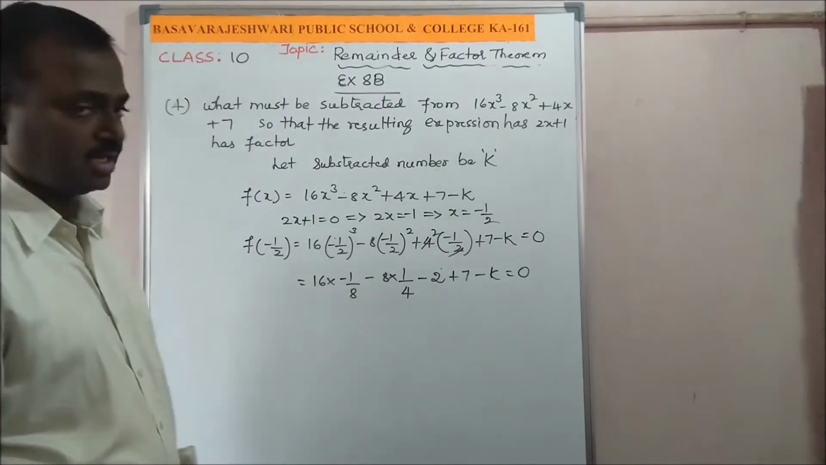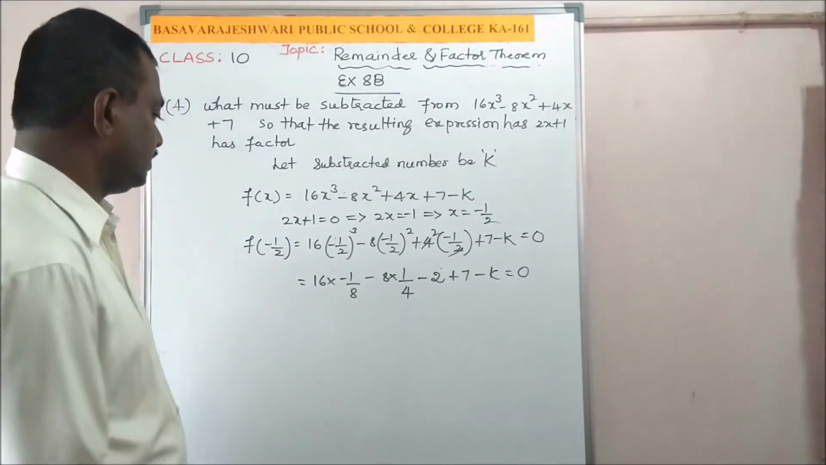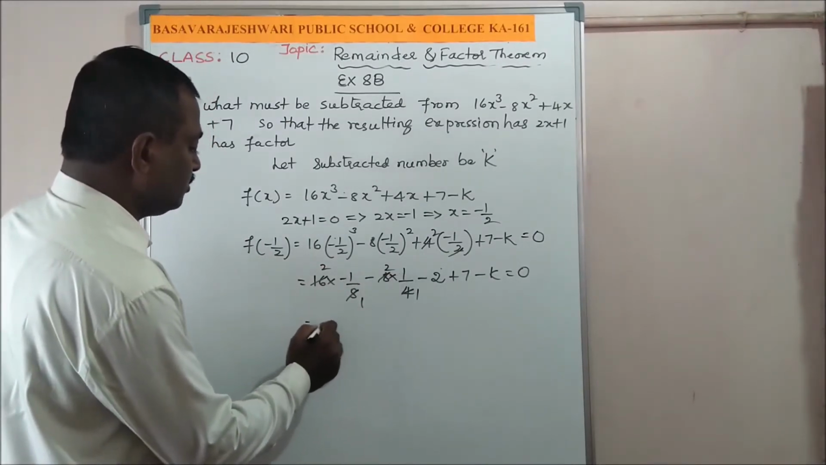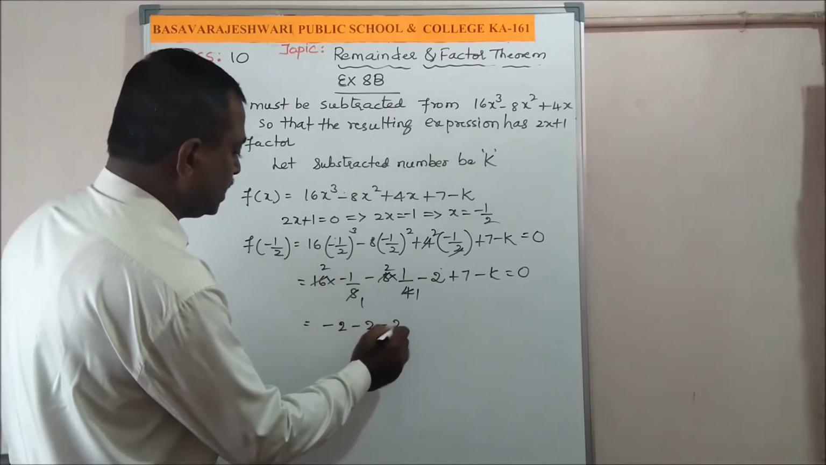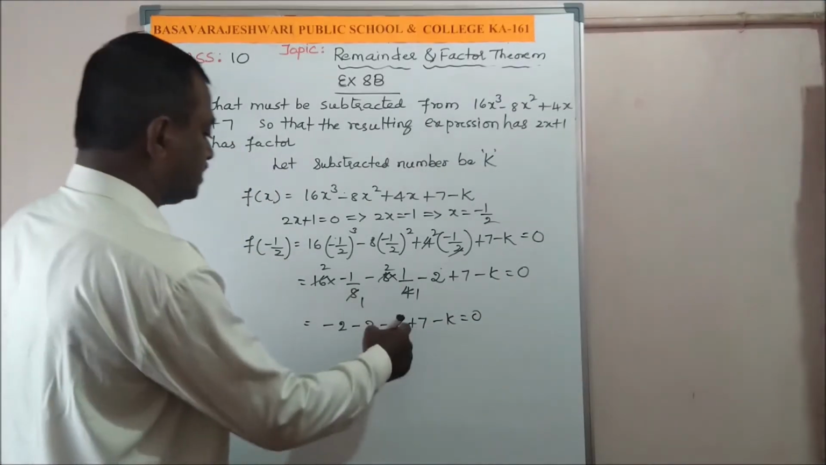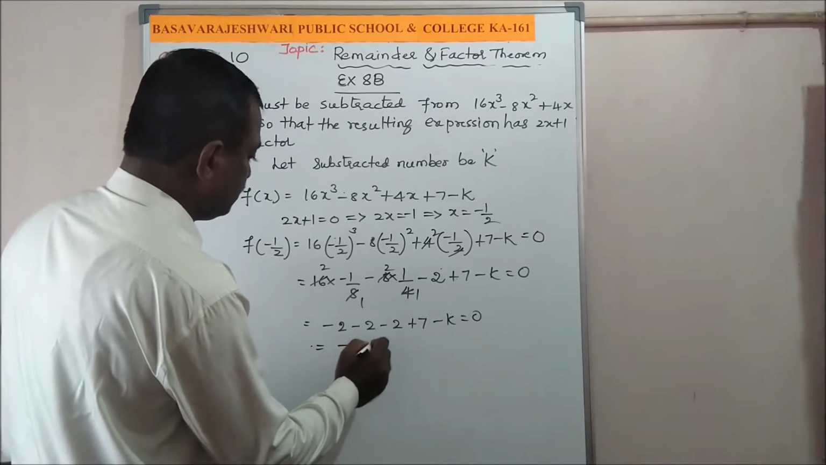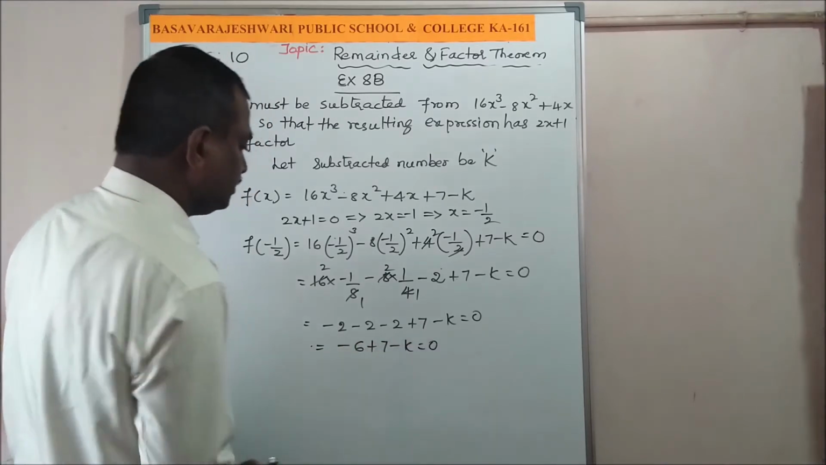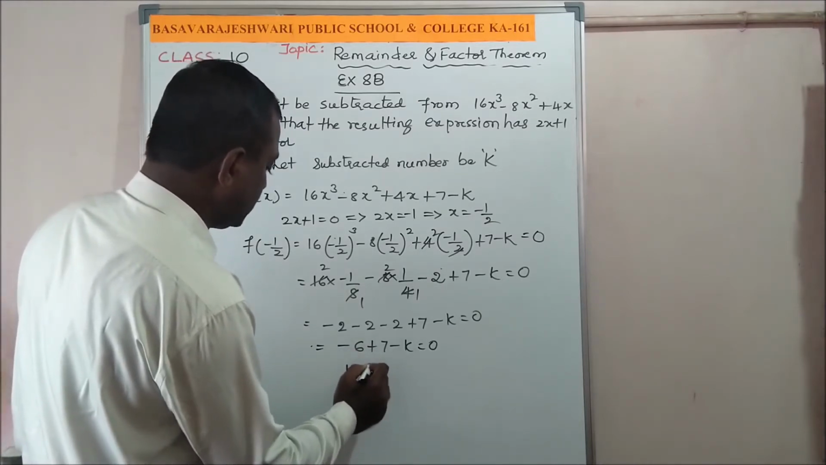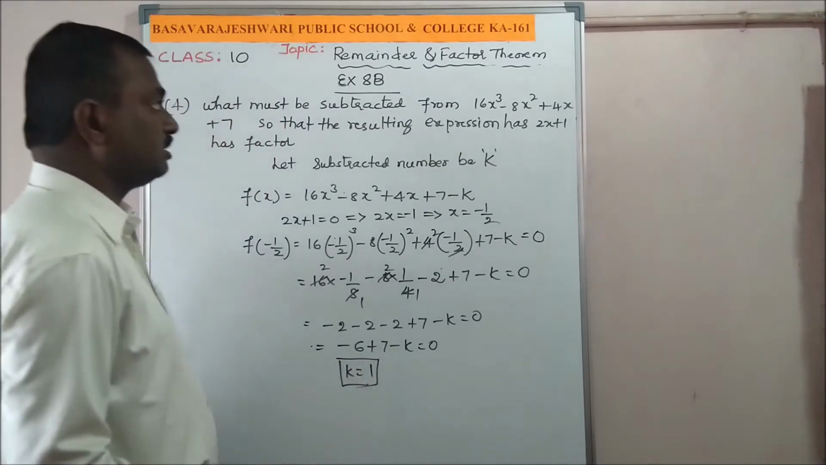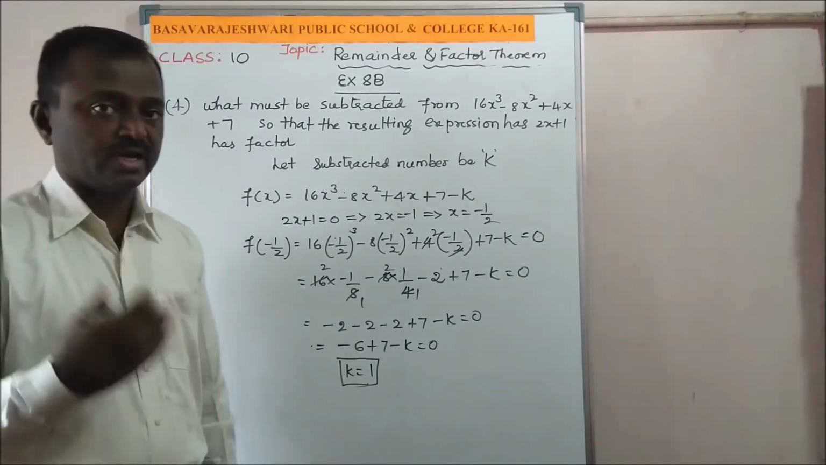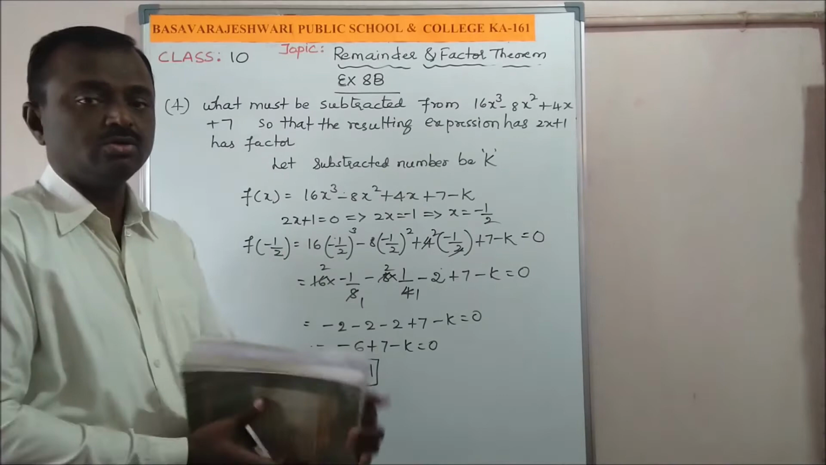So if it is a factor, definitely the remainder will be 0. 8 ones are 8, 8 twos are 16; 4 ones are 4, 4 twos are 8. So what happens here? Minus 2, minus 2, minus 2 is minus 6, plus 7 minus k is equal to 0. So therefore k is equal to 7 minus 6, that is 1. So the number to be subtracted from the given expression so that 2x plus 1 is a factor of the given polynomial is k equal to 1. So now do this one.